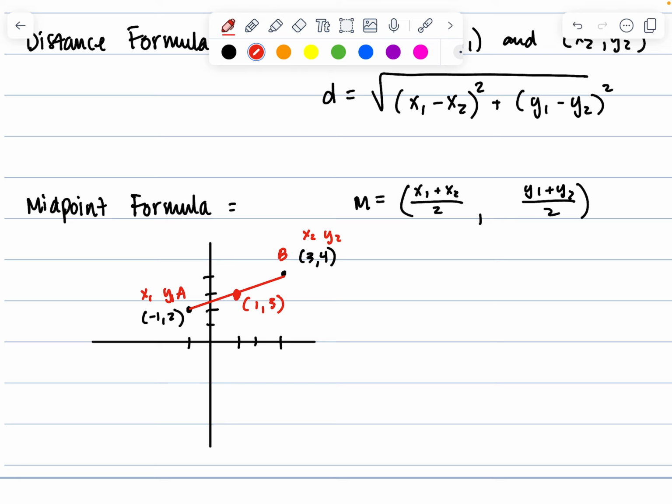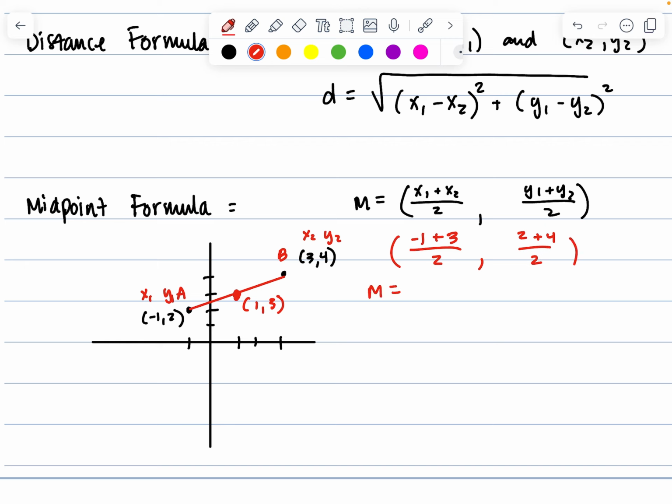x1 is -1 plus 1 for 3, all over 2, comma, y1 is 2 plus y2 is 4. Divide this by 2, and we can solve. The midpoint then is equal to negative 1 plus 3 is 2, divided by 2, 1. 2 plus 4 is 6, divide by 2, 3. 1 comma 3. And our prediction was correct.